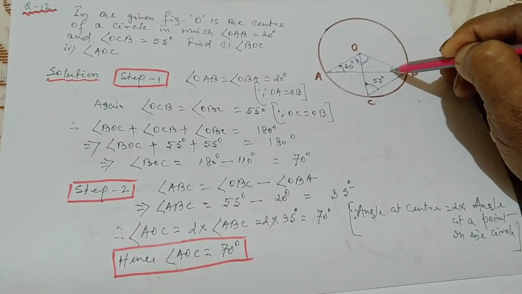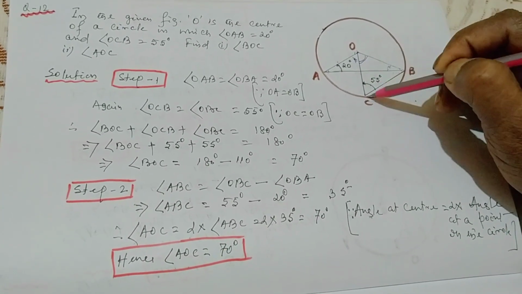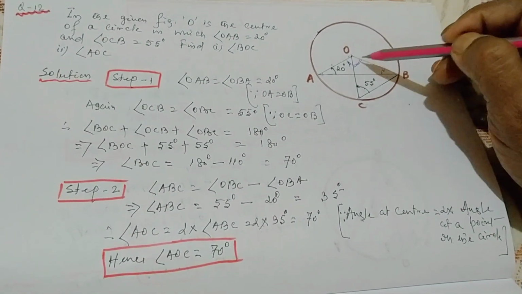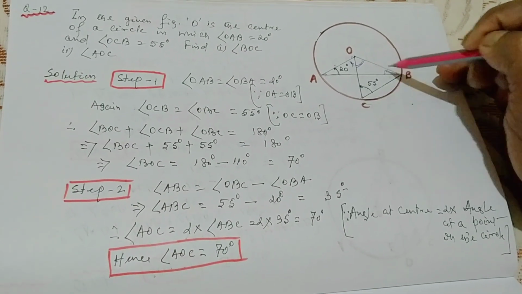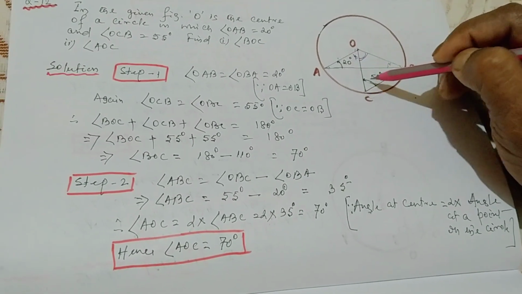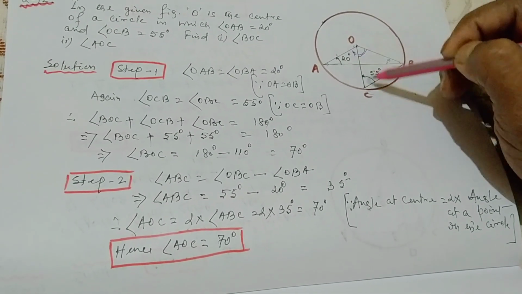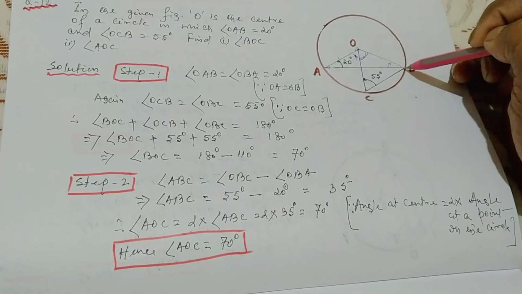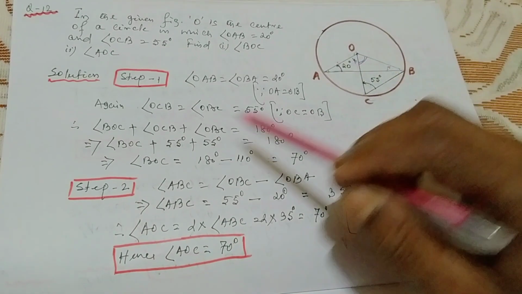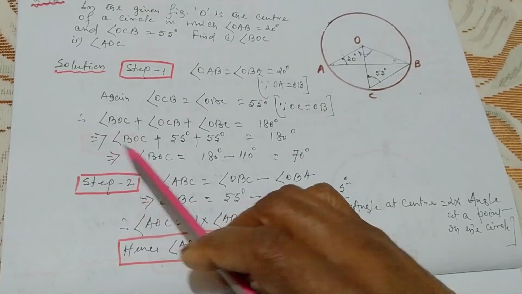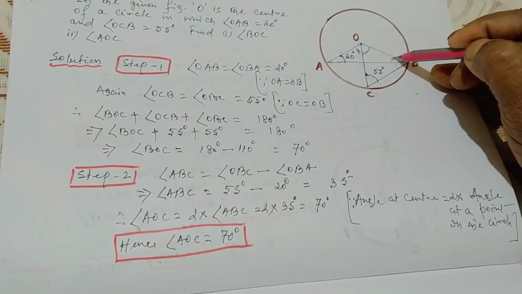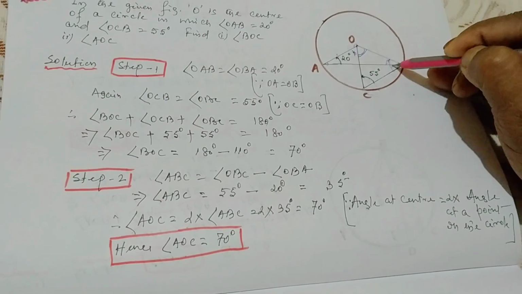So angle OCB in this triangle OCB, OB and OC, these two sides are equal because both are the radii of the circle. That is why the base angles must be equal. That means angle OCB is equal to angle OBC. These two angles are equal, and both are equal to 55 degree. This angle is 55 degree. Naturally, this total angle must be equal to 55 degree.